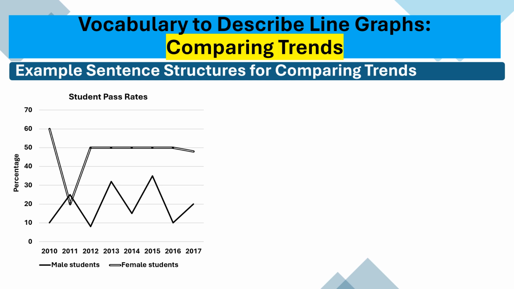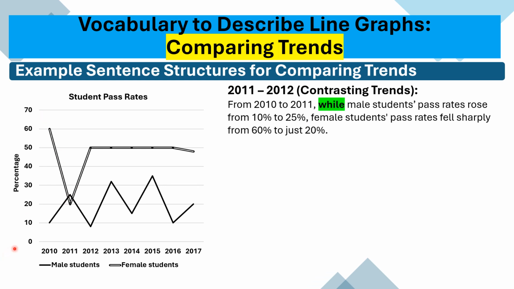First, if you look at the graph on the slide, you will notice a clear contrast between 2010 and 2011. We can describe it as, from 2010 to 2011, while male students' pass rates rose from 10% to 25%, female students' pass rates fell sharply from 60% to just 20%. This is an example of opposing trends in the same period.